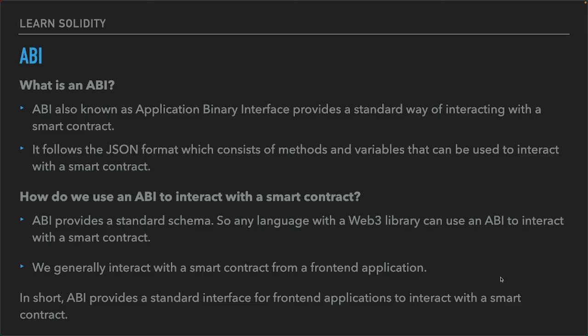So at the moment, languages like Python, JavaScript, Go have their own libraries that allow us to interact with the smart contract. And I guess as time passes by, more languages will start adopting and coming up with libraries that will allow us to interact with a smart contract. And generally, we interact with the smart contract from a front-end application. So to recap all of this, ABI provides a standard interface for front-end applications to interact with the smart contract.